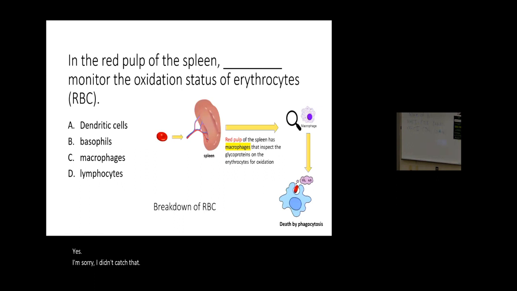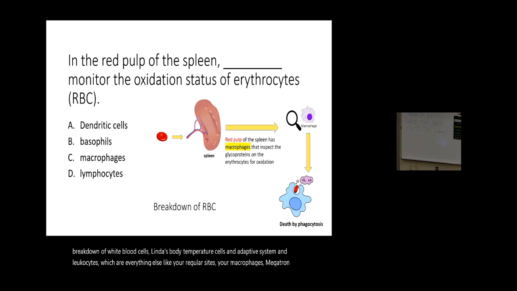Lymphocytes, you're asking if they're like naive cells? Lymphocytes are actually any of your B or T cells. So we really have a broad category breakdown of white blood cells: lymphocytes, which are your B and T cells in the adaptive system, and leukocytes, which are everything else, like your granulocytes, your macrophages, megakaryocytes, all that kind of stuff. And then we can sub-break it down from there. Did that answer your question?